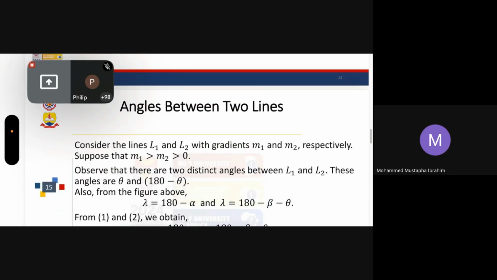Okay, so it's here. It says that consider the line L1 and L2 with gradient M1 and M2 respectively. Suppose that M1 is greater than M2 and both of them are greater than 0. So it doesn't matter which one comes first. Okay, madam.